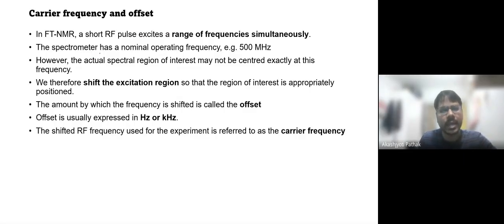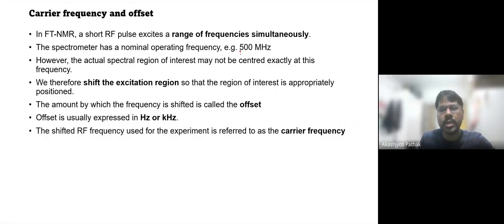In FTNMR, a short radio frequency pulse excites a range of frequencies simultaneously. That is what we have been learning for a long time, that if we apply that particular radio frequency pulse, it will excite all the nuclei simultaneously. Now the spectrometer has a nominal operating frequency of 500 megahertz. So if the spectrometer that we are using has an operating frequency of 500 megahertz, in that case, what will happen?